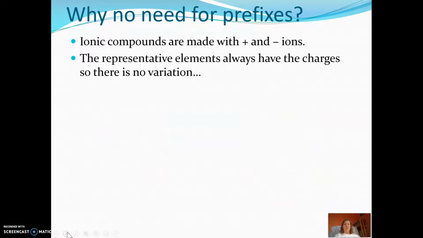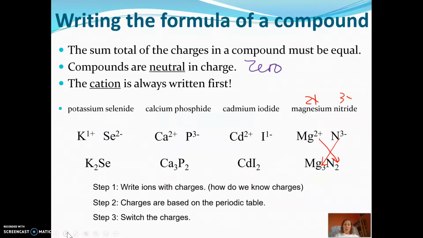Like, when you go to the names, you just say the names. Cadmium iodide is not going to be anything else but CdI2, ever. So there's no need for prefixes. So, again, always, always, always. Potassium is always a 1 plus. Selenide is always a 2 minus. Like, potassium selenide is always K2Se.